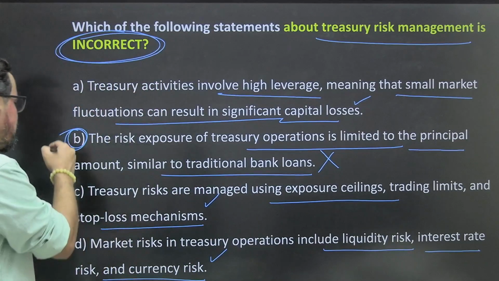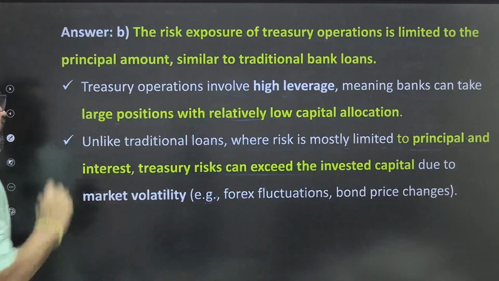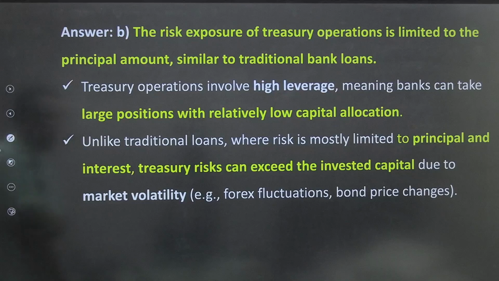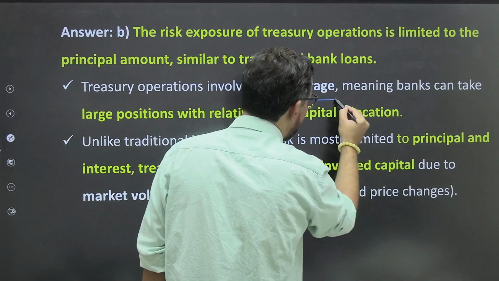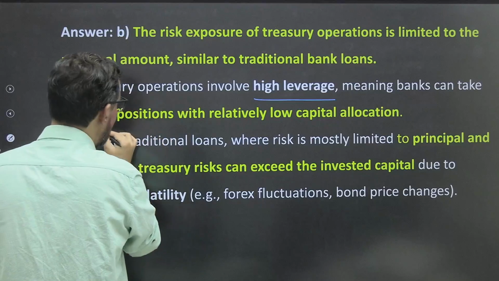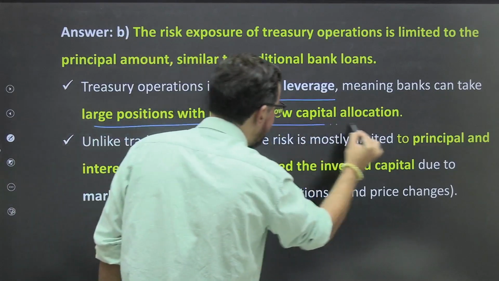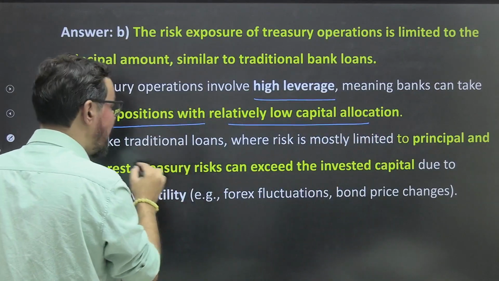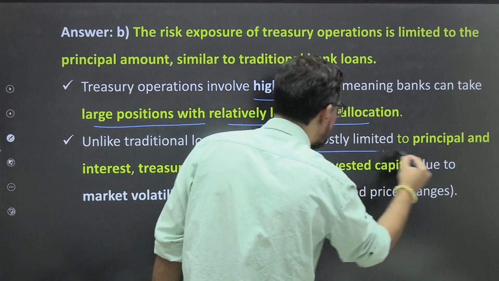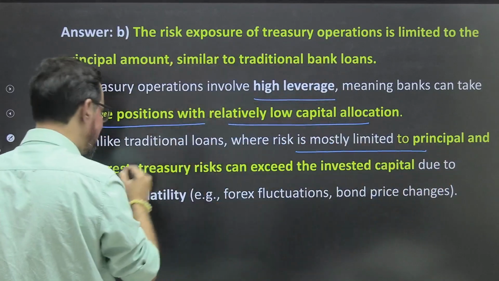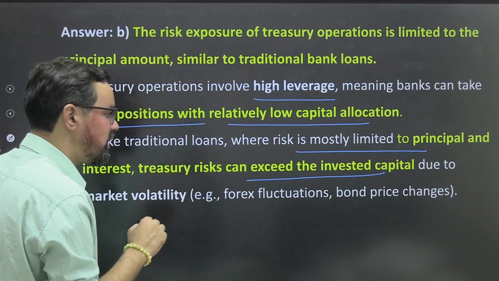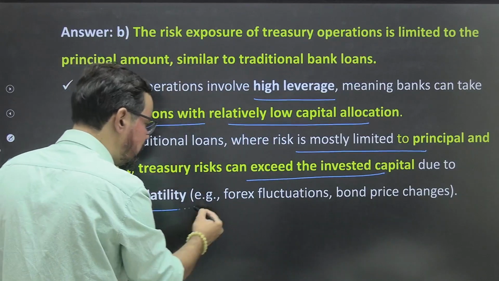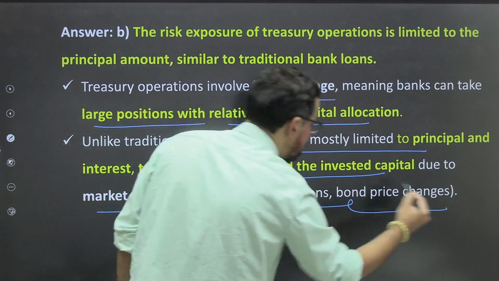So what will be our correct answer? Because option B is incorrect, so that is the right answer for this one. Treasury operations involve high leverage, meaning a bank can take a large position with relatively low capital allocation. Unlike a traditional loan, where the risk is mostly limited to the principal and interest, treasury losses can exceed the invested capital due to market volatility, like forex fluctuations, bond changes, and all.